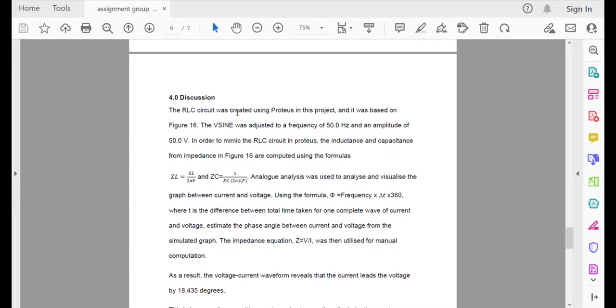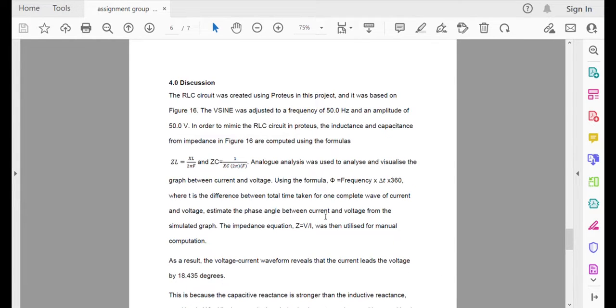Okay, first things first, we know that the RLC circuit was created by using Proteus in this project, and it was based on figure 16. The V source was adjusted to a frequency of 50 Hz and amplitude of 50 volts. In order to mimic the RLC circuit in Proteus, the inductance and capacitance from the impedance in figure 16 are computed using the formulas ZL equal XL over 2 pi f and ZC for the capacitance equal to 1 over XC multiplied by 2 pi multiplied by f. Analog analysis was used to analyze and visualize the graph between current and voltage.